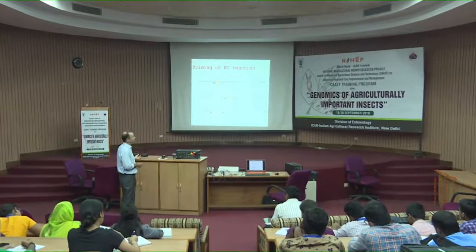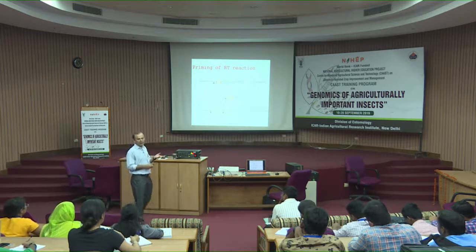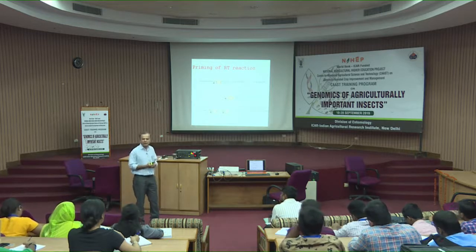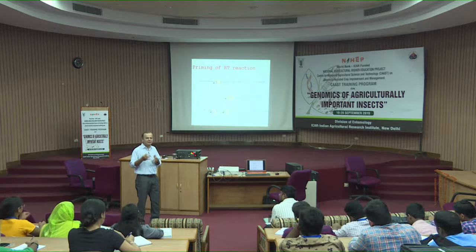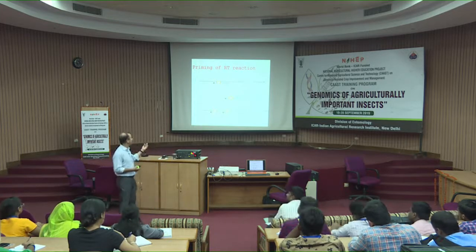So, they are random means and they are hexamer. Hexamer means there will be 6 nucleotides and in all possible combinations, ATT, GCC, ATG, GCC, like that, all possible combinations. It will be a mixture of oligonucleotides or hexamers.